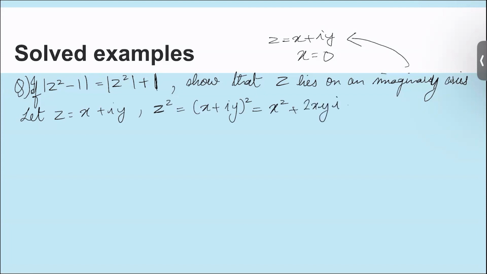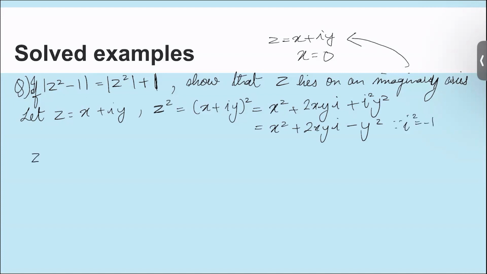2xyi plus i squared y squared. Okay, so you can simplify to x squared plus 2xyi minus y squared. Okay, so this is what we get since i squared is equal to minus 1.